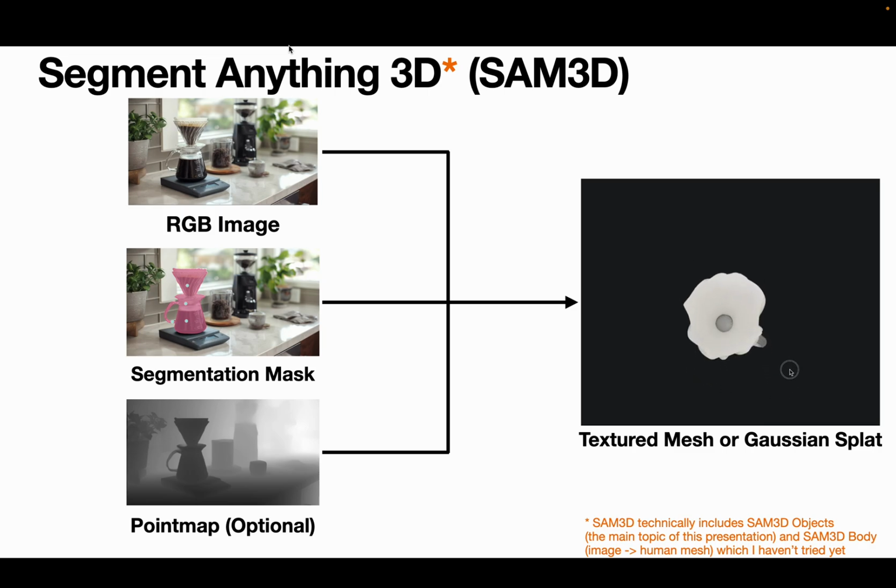for that you pass in an RGB image, a segmentation mask of an object in that image, and optionally a point map, and it'll generate a textured mesh or a Gaussian splat of the object as shown on the right here. The other thing that they released was Segment Anything 3D body. And so in this case, you'll pass in an RGB image and a segmentation mask of a person in that image, and then it'll generate a mesh of the person.